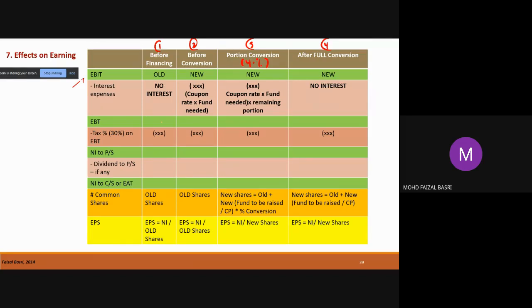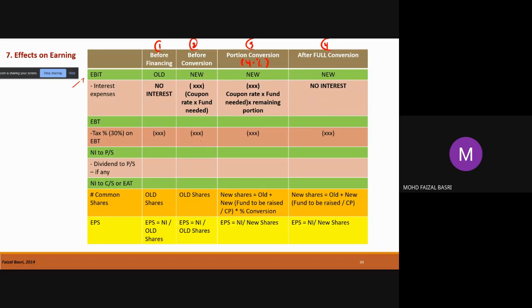You can find this in the question. So when we say old dengan new ni, so meaning when we want to calculate the effects based on before financing, we're going to use the original one. Tapi the rest, we're going to use the expected one. Even before conversion. Maksud once they issue je, kita guna earning before interest and taxes yang baru, the new one. Okay, that's number one.